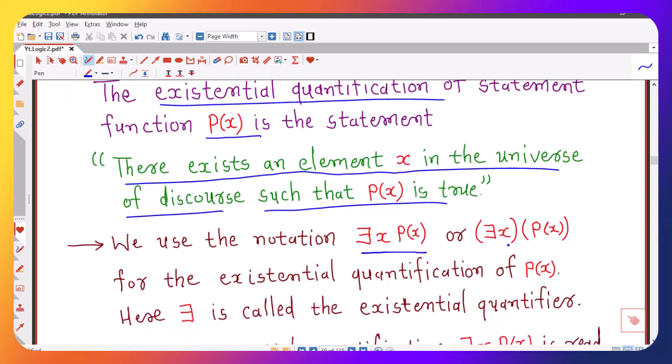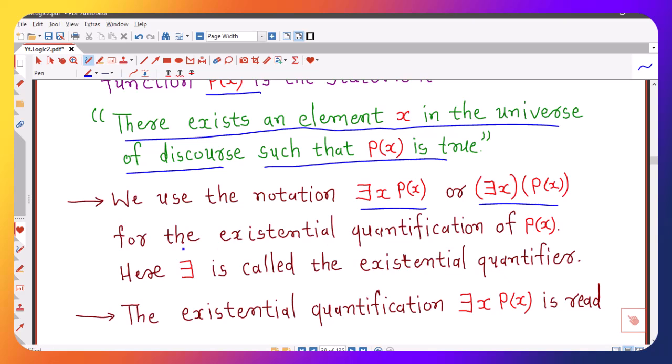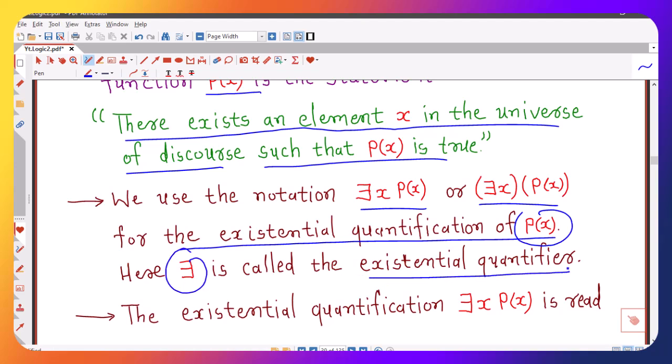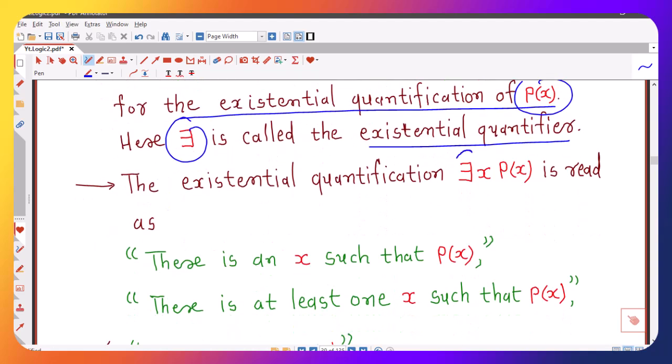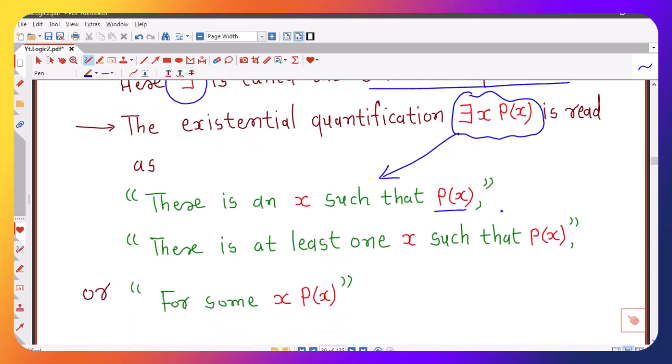And we will use this notation or this notation for the existential quantification of statement function px. This symbol is called the existential quantifier, and whenever we write in this symbolic form, it means there is an x such that px is true, or we can write in this way also: there is at least one x such that px, or for some x px is true. So these are the different meanings of this symbolic form, that is, existential quantification of px.